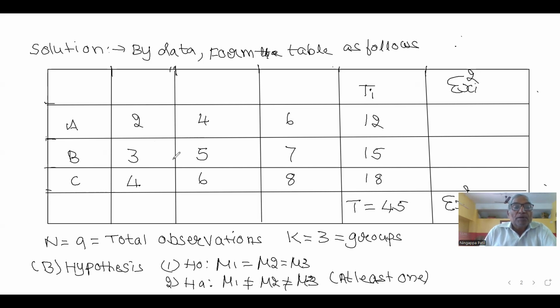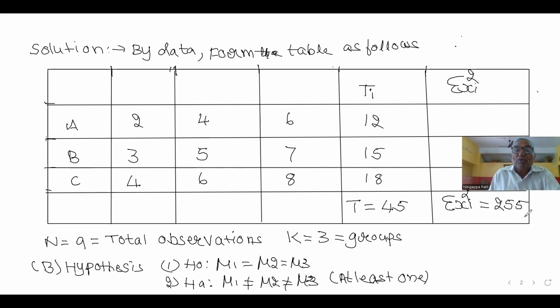Then 3 plus 5 plus 7 is 15. This is the Ti value. Then 4 plus 6 plus 8 is 18. And you can add all these Ti values: 12 plus 15 plus 18. This is 45. Now, this 255 value, you can write directly from the calculator. I will tell you later on.